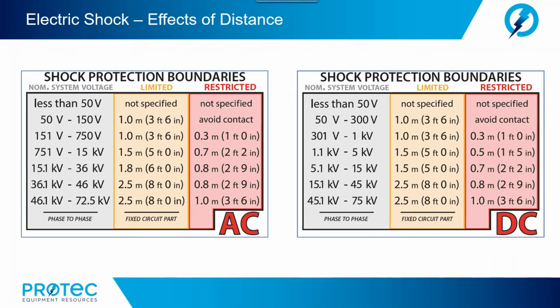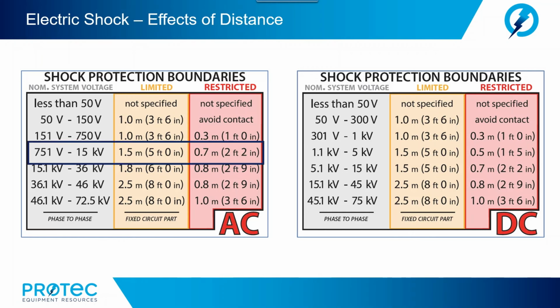Now, in the NFPA 70E, they provide shock boundary tables. Here is an example of those tables. So we would see for AC applications, for instance, let's say I am going to be doing a test where my test set will be applying, let's say it's a high potential test set, maybe 10,000 volts of AC voltage to the device being tested.